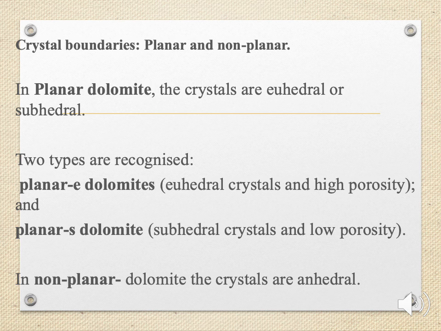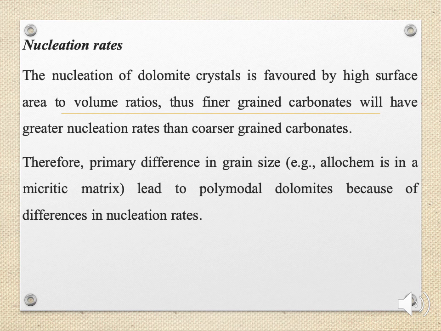Then, in addition, they talk about crystal boundaries. The boundaries can be planar or non-planar. In planar dolomite, the crystals are either euhedral or subhedral. So some texts refer to it as planar-E, euhedral crystals with high porosity, or planar-S, where you have subhedral crystals and lower porosity. In non-planar dolomite, the crystals are anhedral. So this is just a basic classification, and it's quite easy to remember: planar, non-planar, planar-E, planar-S.